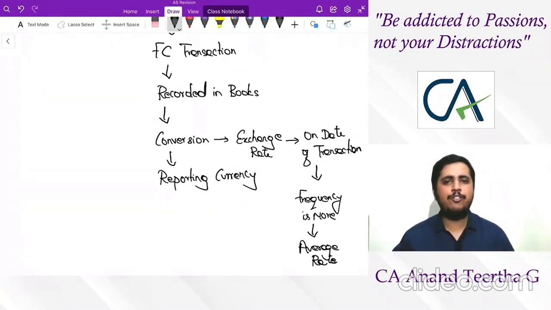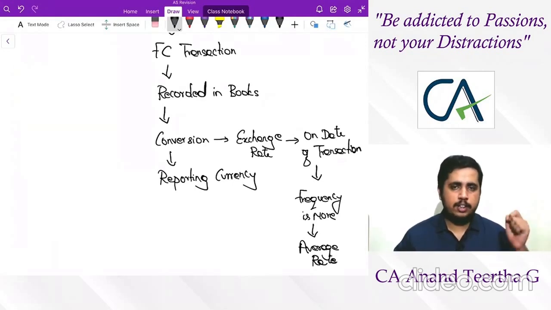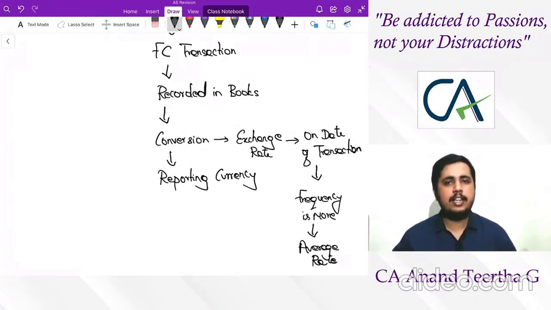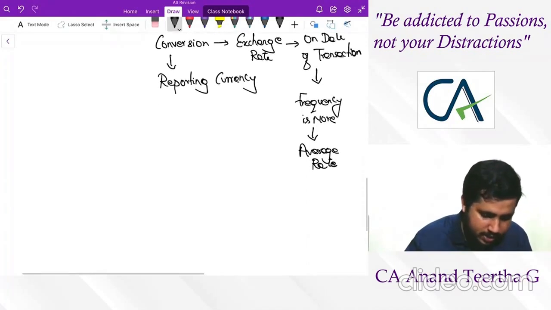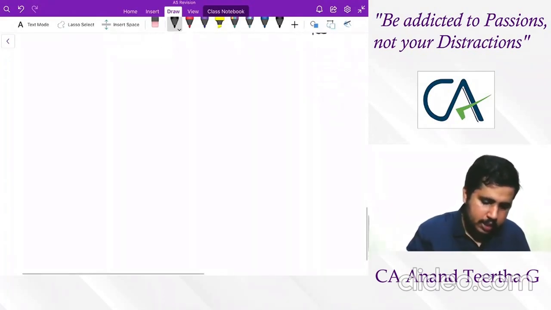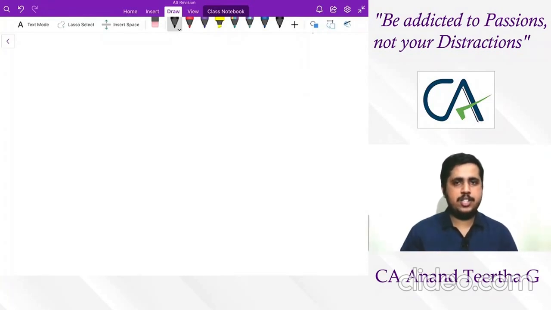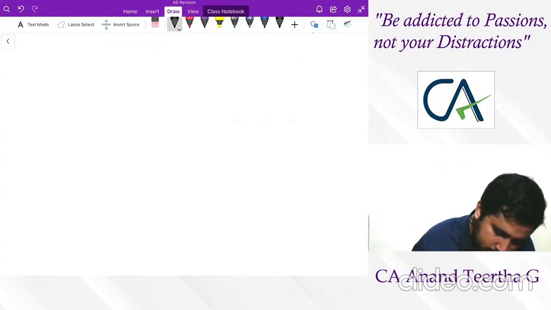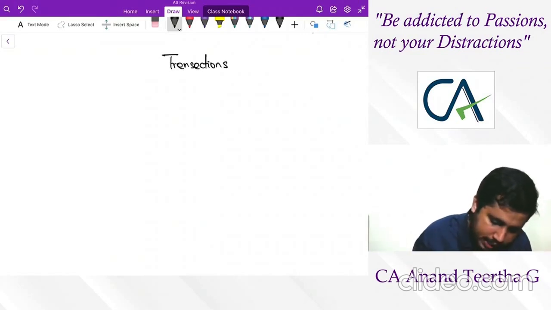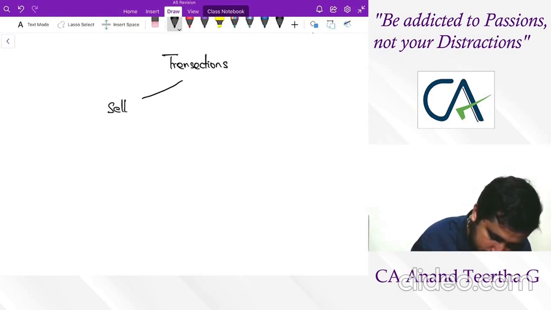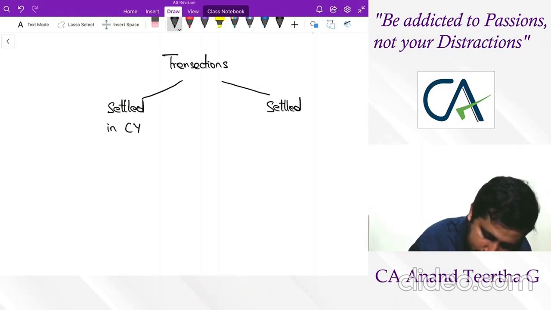But this is how you have to go for the transaction rules, whereby whatever transaction is entered into, convert the foreign currency into reporting currency, considering the exchange rate on the date of transaction. Now, after this, suppose this particular transaction will be settled, or this transaction could have a future. What is that future? Either it will be settled in the current year, or it will be settled in the next year.